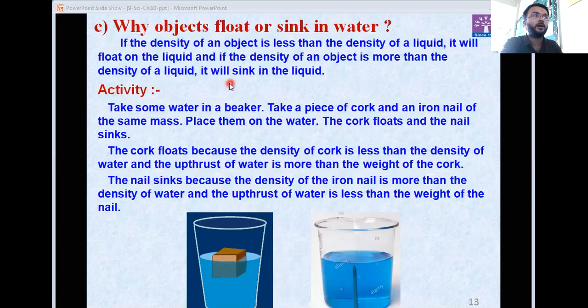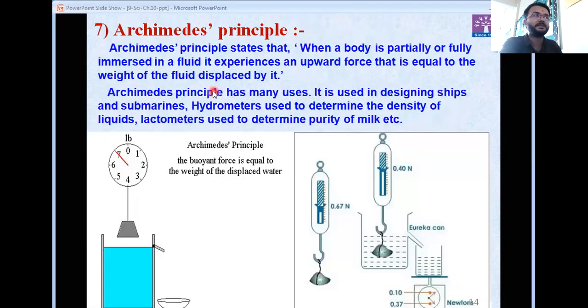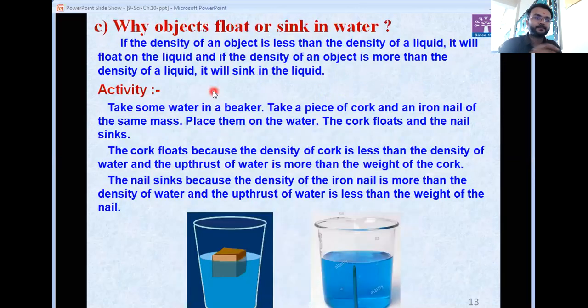Okay, so what is density? Density means mass upon volume. Mass upon volume is the density. Okay, if volume is more, means the denominator value is more, then density will be less. If we are comparing two objects having the same mass, then volume can be changed.